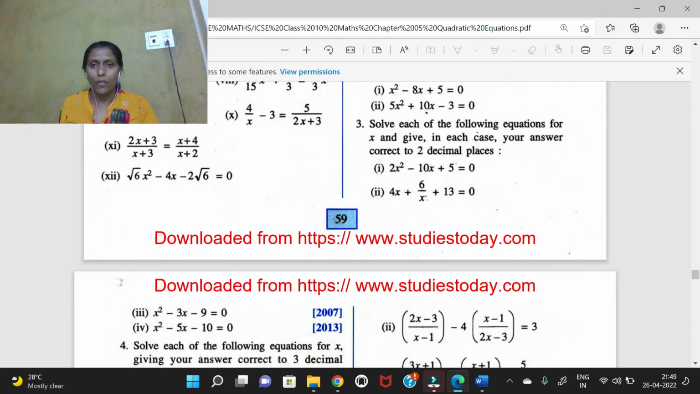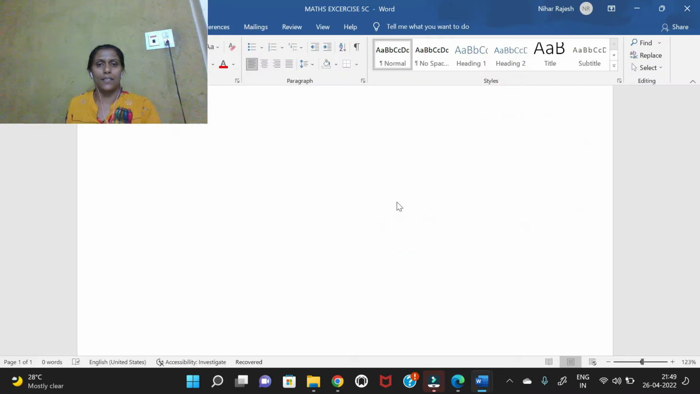Hope you have written it, and next I'll take you to the second one, third one. I'll go for the third one, and in that I'll take the second one. Solve each of the following equations for x and give in each case your answer correct to 2 decimal places. Earlier it was for 1 decimal place. Here we are going to work on 2 decimal places. So in that I am going to work on the second one.